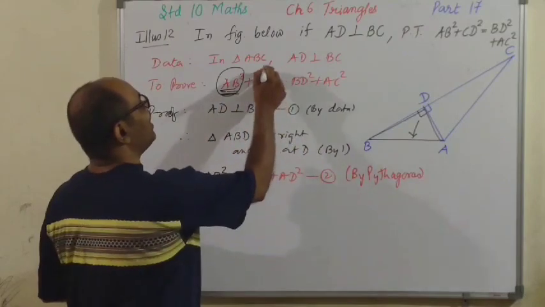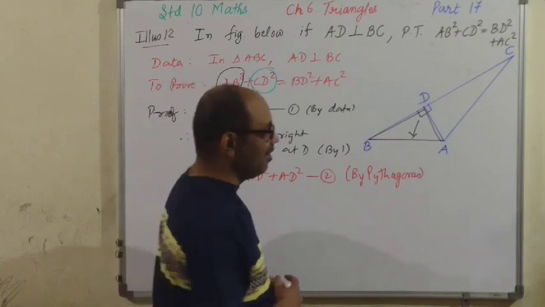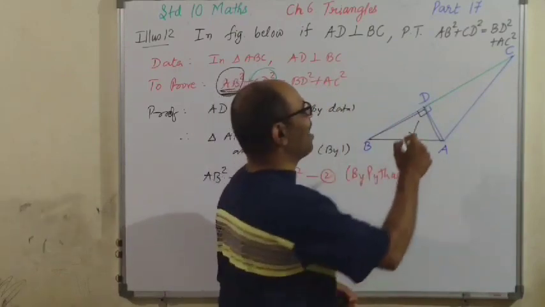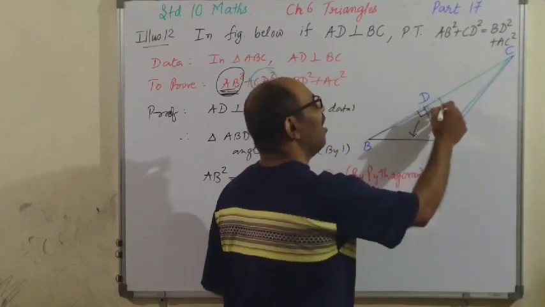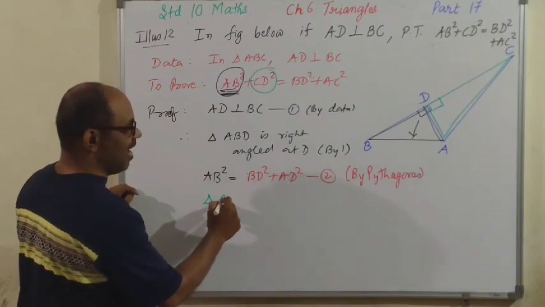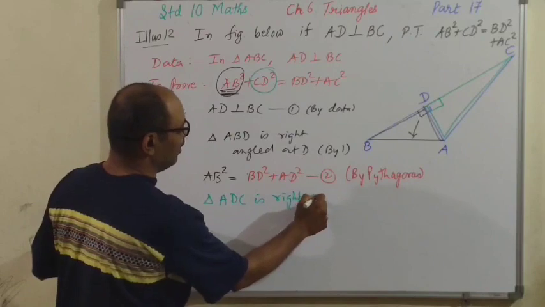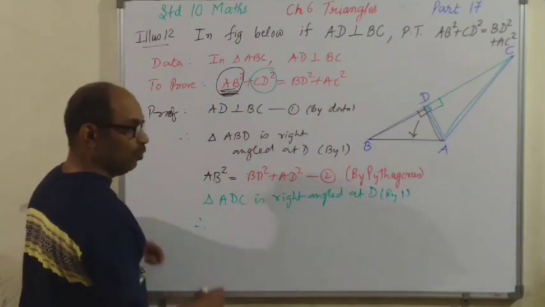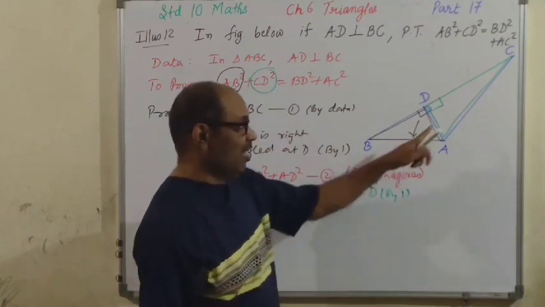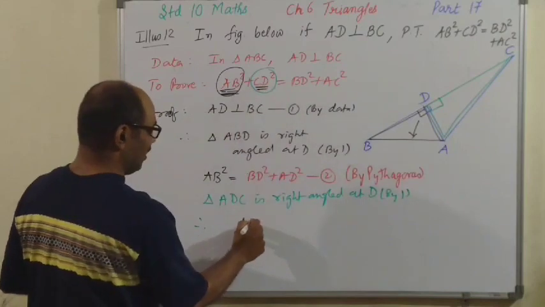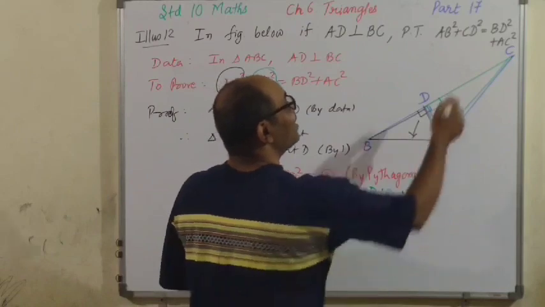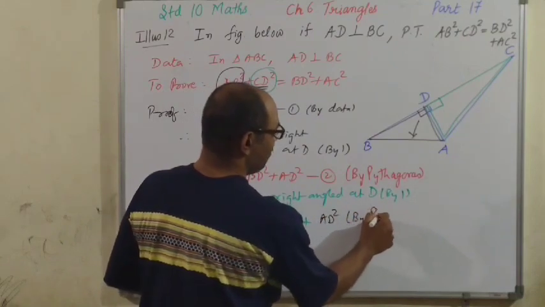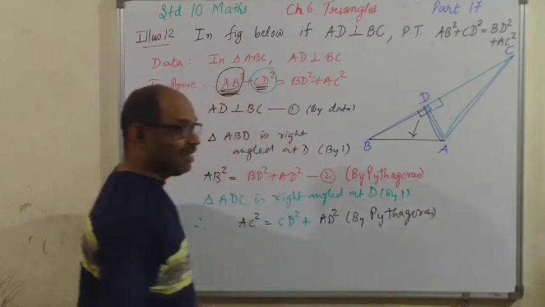Children, I got one part. Now I want the other part. CD. Look in the figure, where is CD? Yes, this is CD. It's not the hypotenuse, but it is a side of right triangle ADC. So again I am writing, triangle ADC is right angled at D by 1 because this is perpendicular. Correct? Therefore, be careful now. I need this CD, but I got AC square is equal to CD square plus AD square by Pythagoras theorem. Is that clear to you?